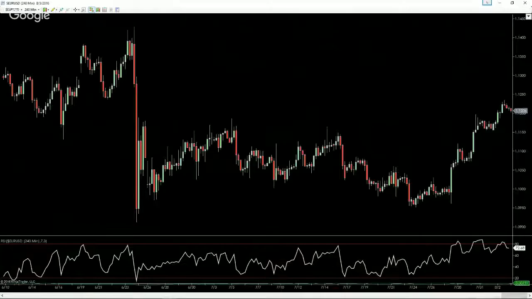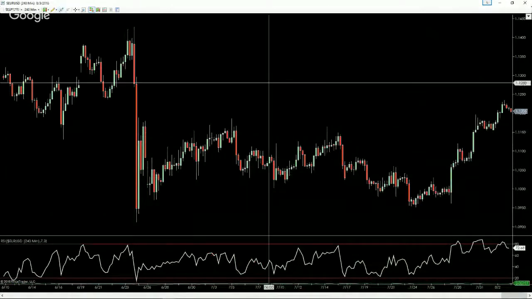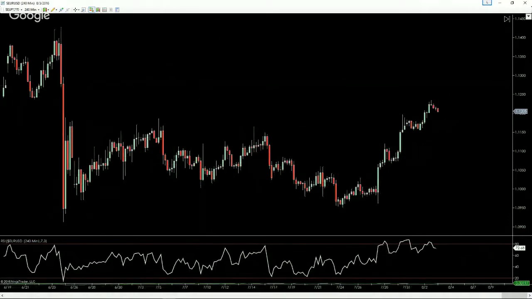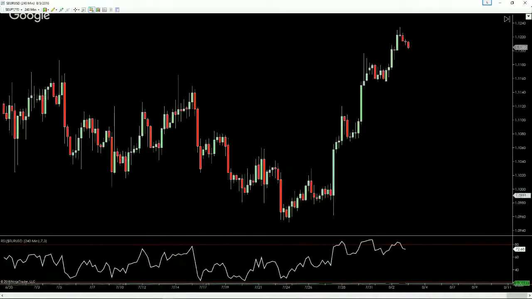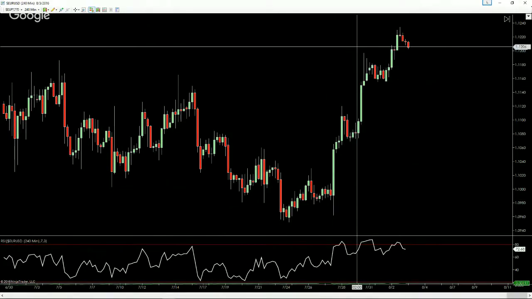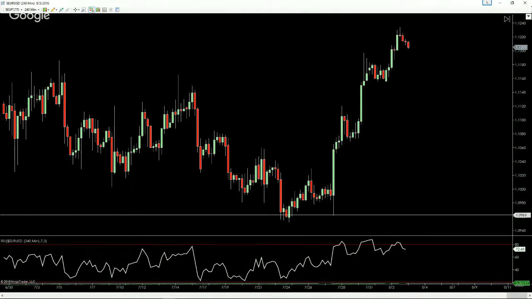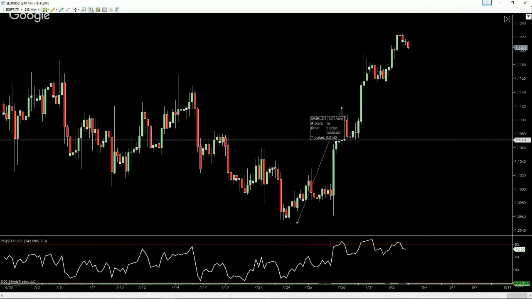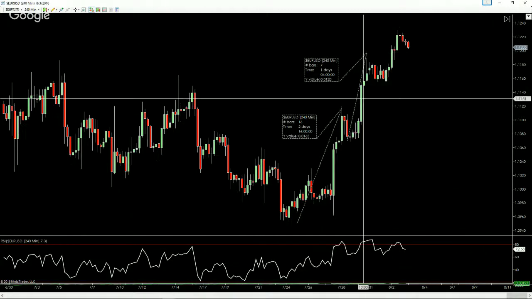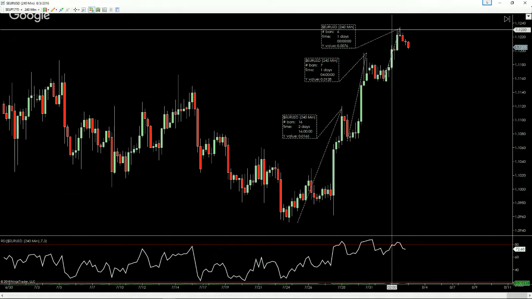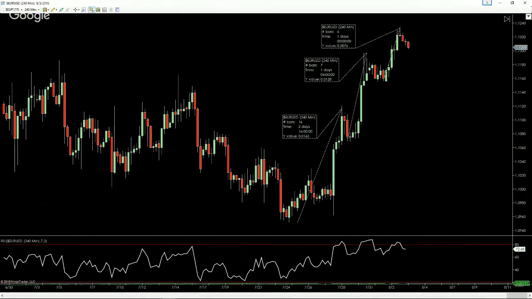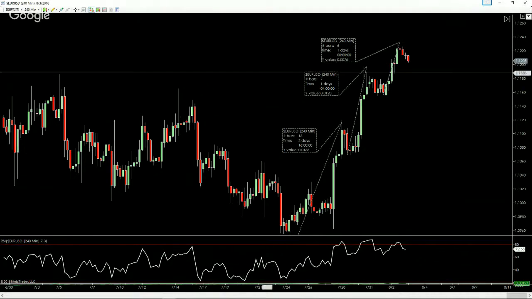Let's go down to the 240. Nothing much here. The only thing I see actually is that we're still making higher lows and higher highs. However, if you notice, our swings right here are actually getting smaller. Our moves to the upside are getting smaller and smaller, which could mean that we could see a pause or a change in the direction of the trend.